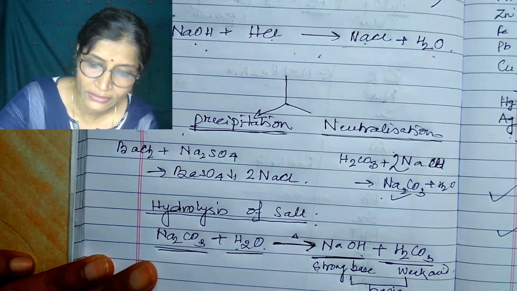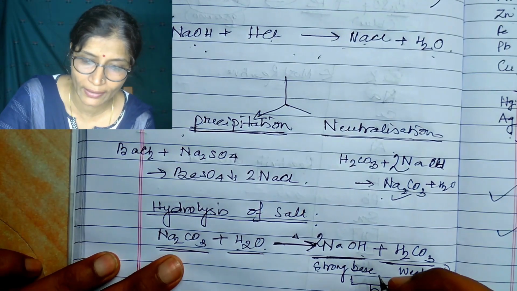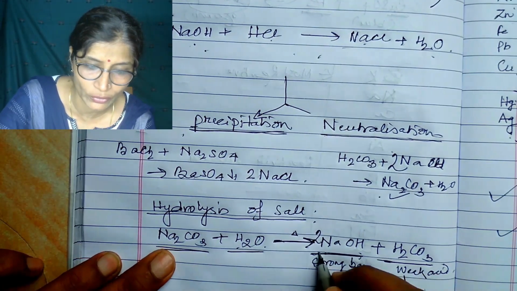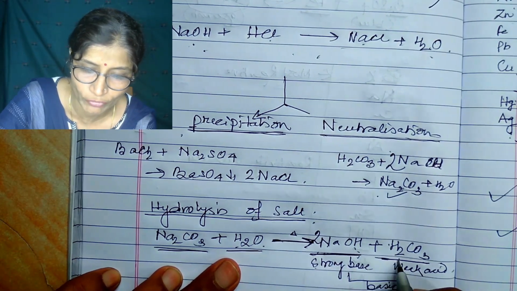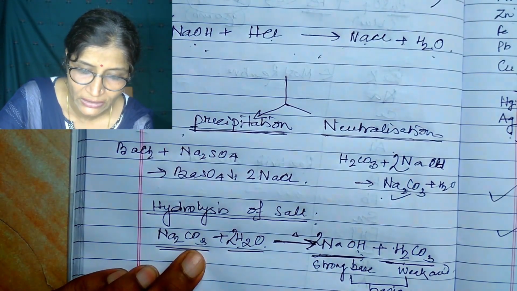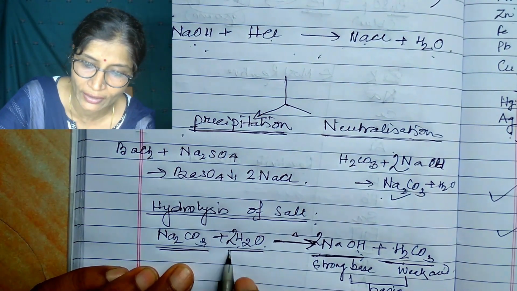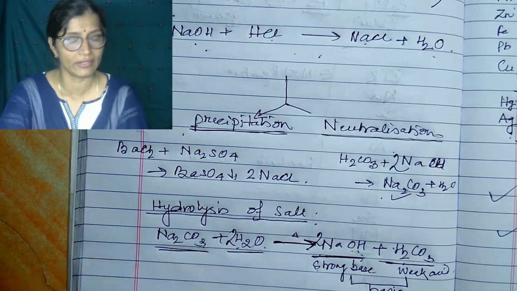Now balance it. So if you balance it, it is 2 and 2 NaOH. So sodium is balanced. Let's see about the hydrogen. Hydrogen 2 here, 2 here, 4. So if I write here, then it is 4. Oxygen, let's see, oxygen here is 3 and here it is 3, so it is balanced.